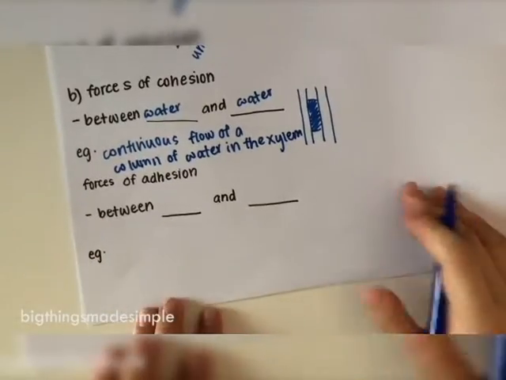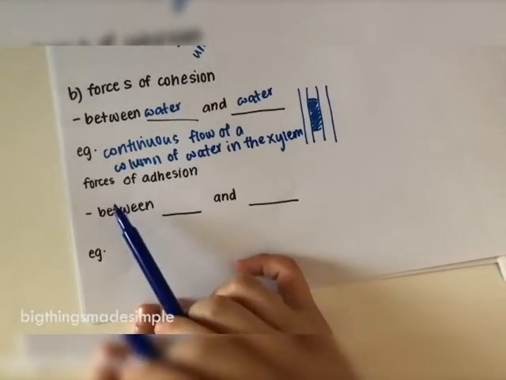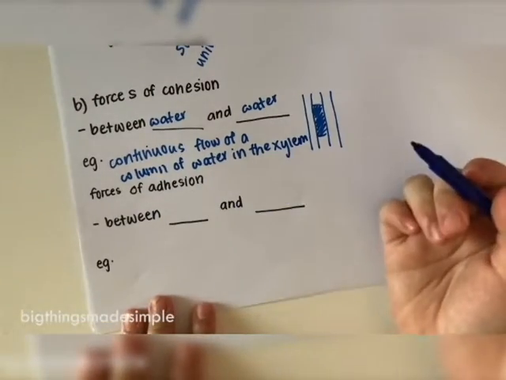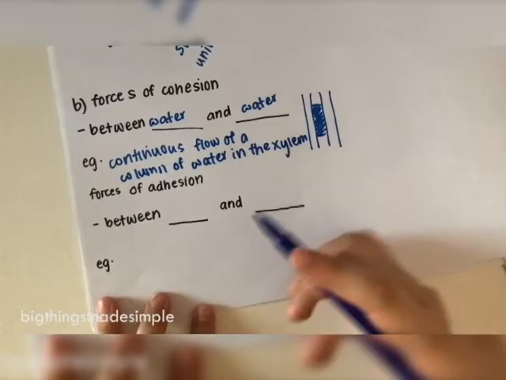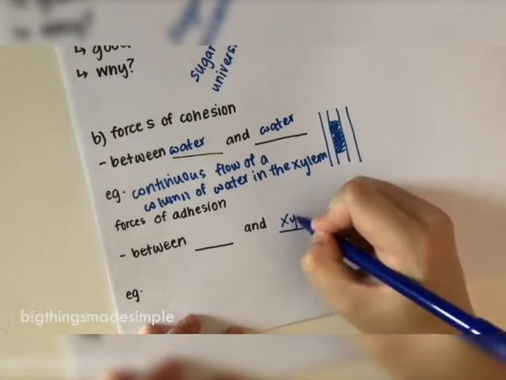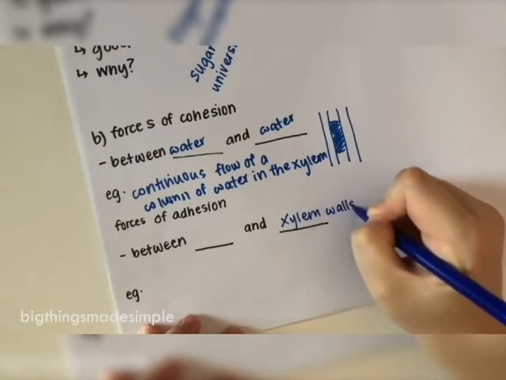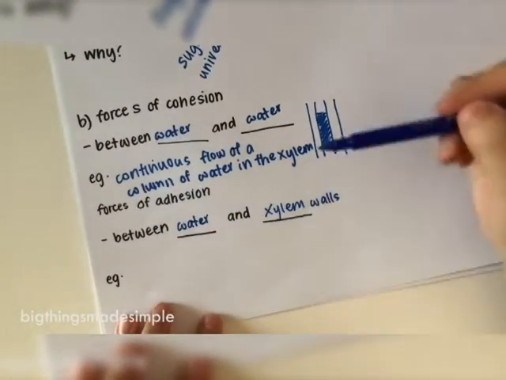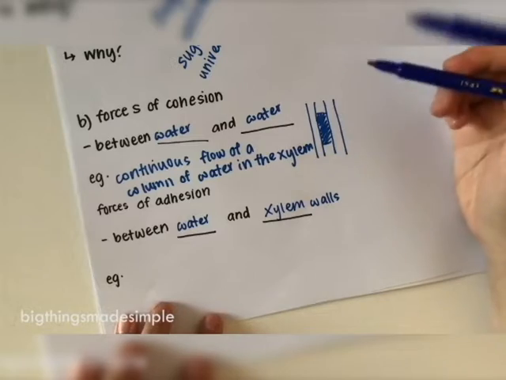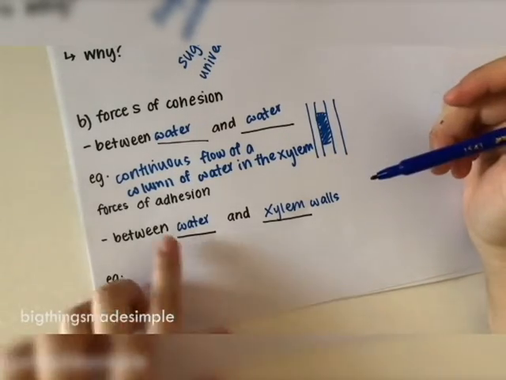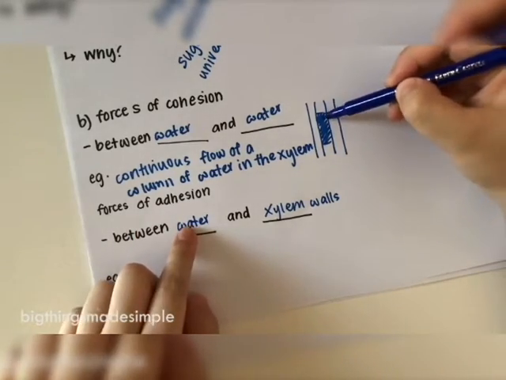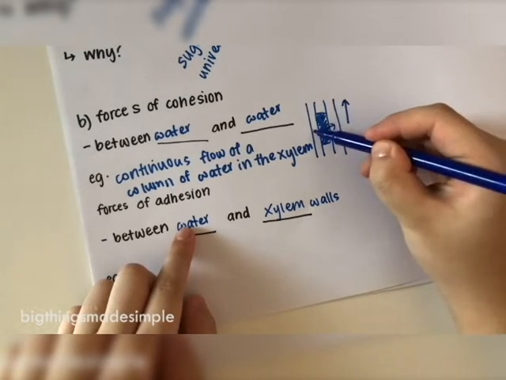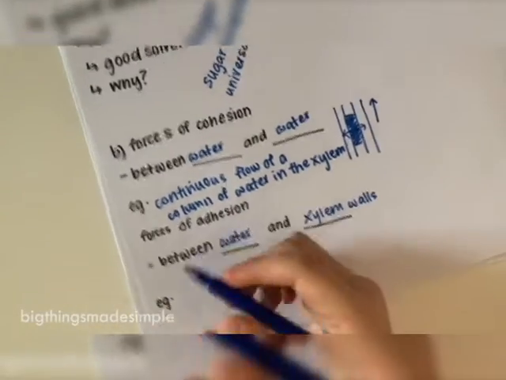Okay, next, forces of adhesion. These forces occur between water and a different material. So in the case of the plant, it occurs between water and the walls of the xylem. While the forces of cohesion allowed a continuous column of water to be formed, forces of adhesion allow the water to travel upwards in the xylem vessel because it is able to adhere to the walls of the xylem vessel.